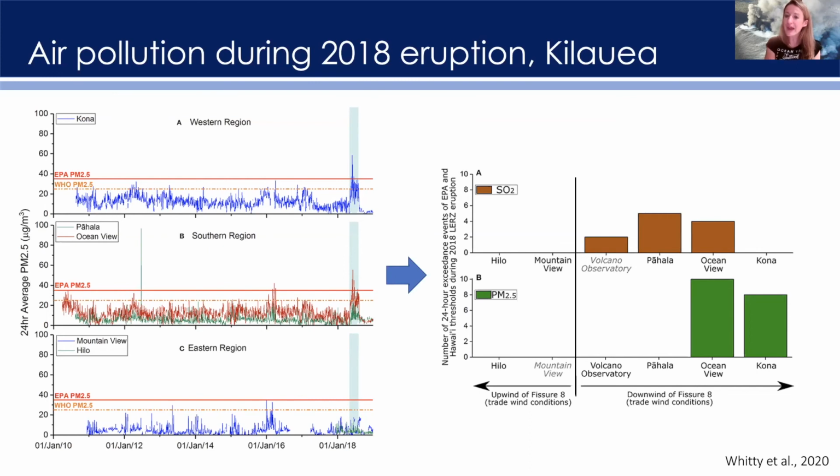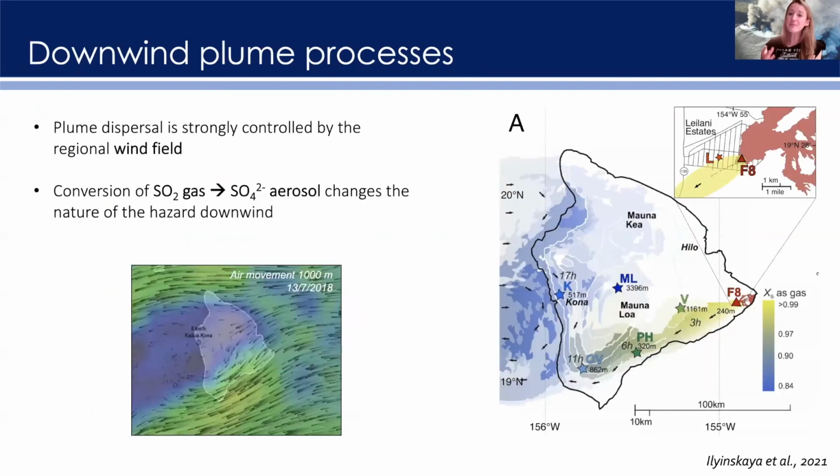Close to source, we had many exceedances in terms of SO2. And then further away, once we got round to the far side of the island, we started to see exceedances for particulate matter. But interestingly, not close to source. So remember this. Next slide, please. And this is all about this gas to aerosol conversion again, but on a much smaller scale than we discussed in relation to climate. So the plume dispersal is strongly controlled by the regional wind field.